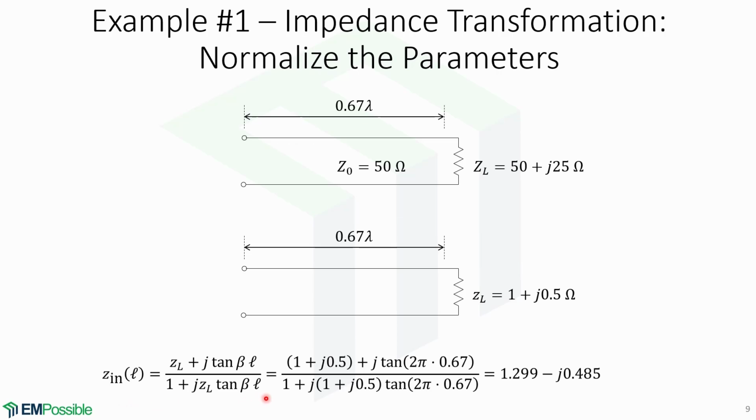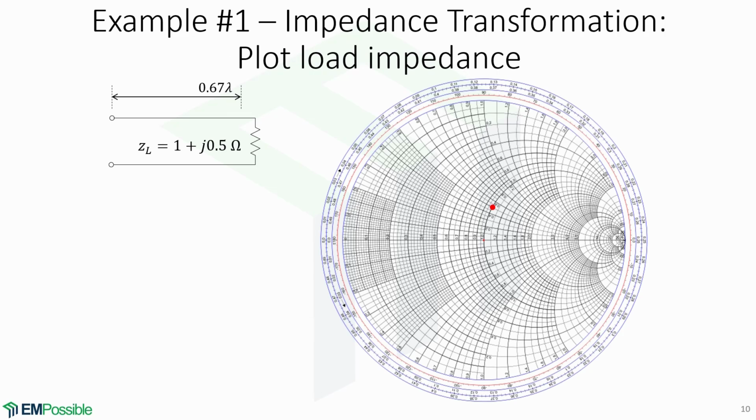Using the impedance transformation formula, we can substitute the values to arrive at the normalized input impedance. We can also do the calculation on the Smith chart. The first step is to plot the load impedance. In this case, the normalized impedance is 1 plus j0.5. So this is the point where it is located.